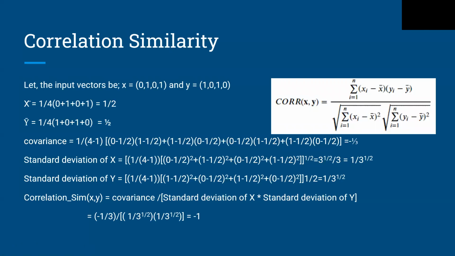the covariance can be calculated as -1/3 and the standard deviation of x is 1/√3 and the standard deviation of y is also 1/√3. From the calculation here, it can be noticed that the correlation similarity of the vectors x and y is -1.